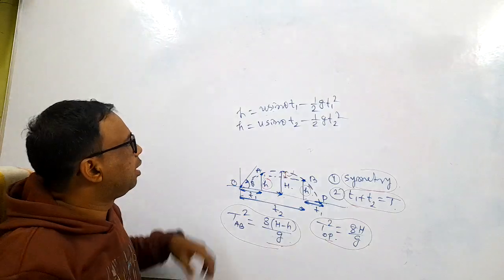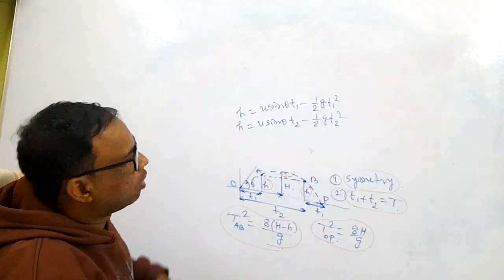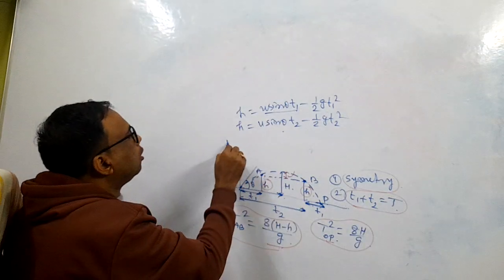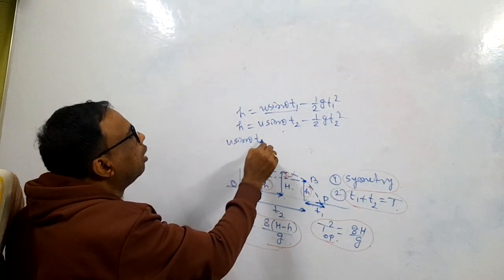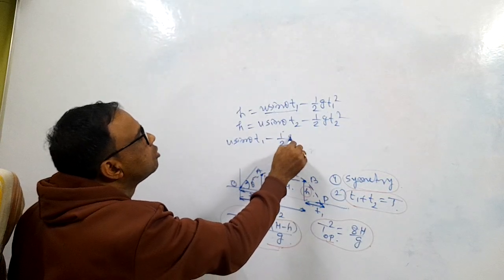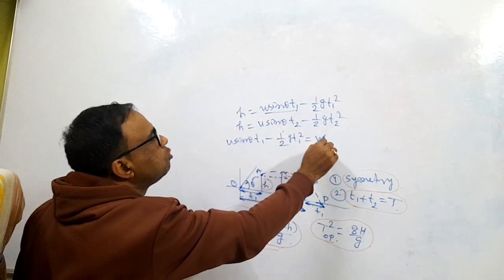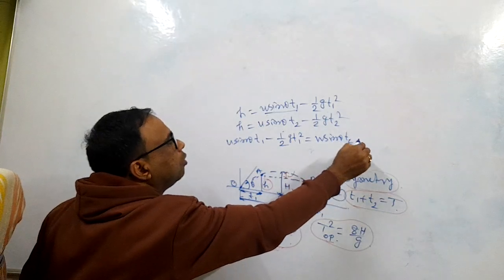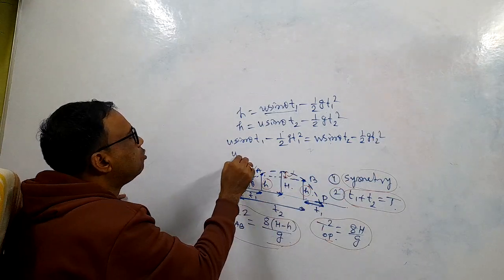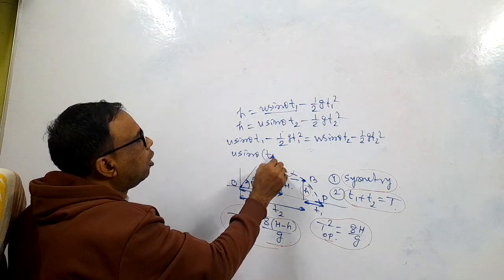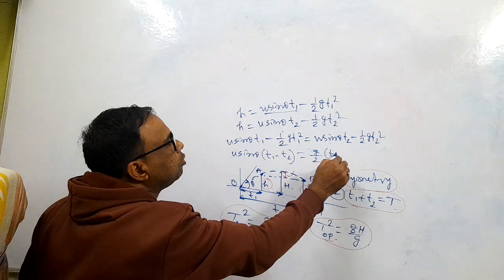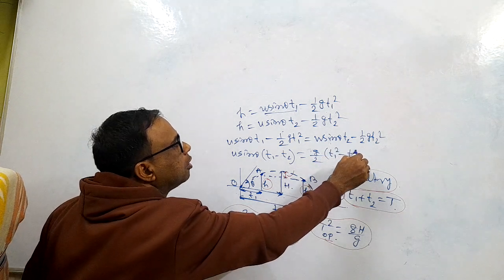Now equating this to h, this equals this. So u sin theta into t1 minus half g t1 square equals u sin theta into t2 minus half g t2 square. Now u sin theta into (t1 minus t2) equals g by 2 into (t1 square minus t2 square).